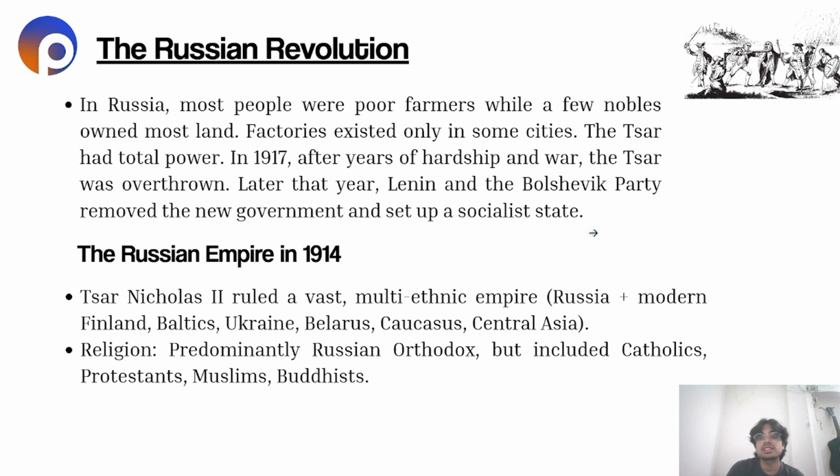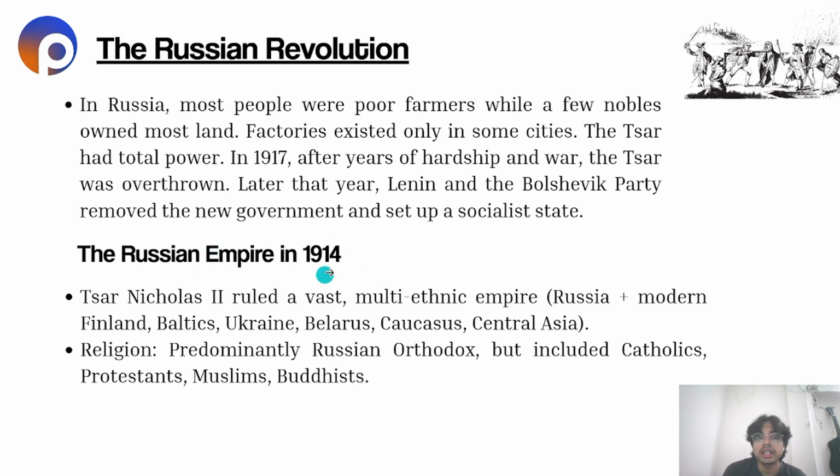Now, what happened was that the Tsar was leading in Russia, and many problems were there, like long working hours and workers were protesting and everything. But later that year, Lenin led the Bolshevik Party and removed the new government and set up a socialist state. Now, how did that happen?